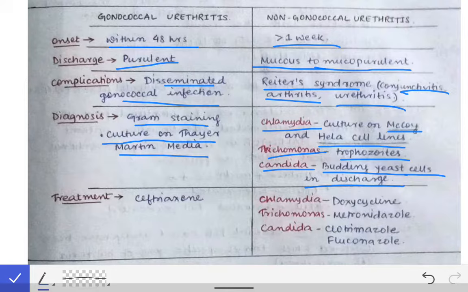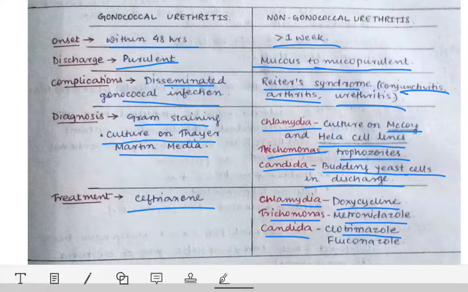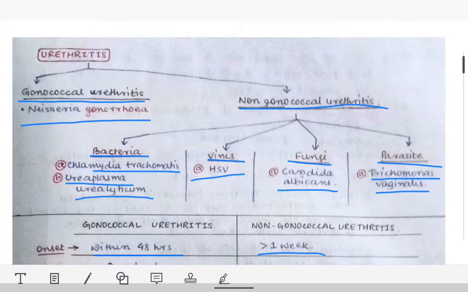In gonococcal urethritis, the drug of choice is ceftriaxone, while in non-gonococcal urethritis, depending on the organism, the drug of choice varies. In case of chlamydia, the drug of choice is doxycycline. In trichomonas, the drug of choice is metronidazole, and in case of candida, it is clotrimazole. So this is all about the differences between gonococcal and non-gonococcal urethritis.